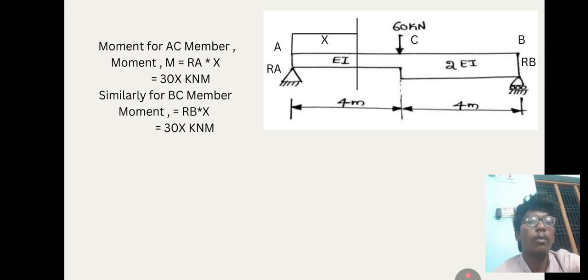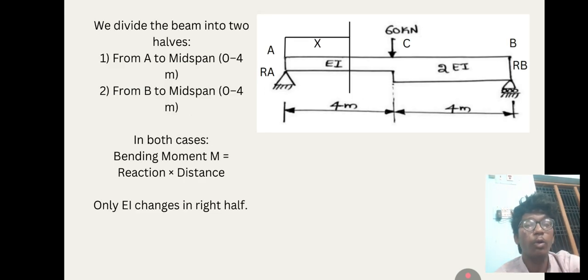Moment for the AC member is load into perpendicular distance, that is RA into X. We can do this problem without using the reactions. Similarly, for the BC member, moment equals RB into X. We divide the beam into two halves, from A to midspan and from B to midspan. In both cases, the bending moment M equals reaction into distance. Only EI changes in the right half.